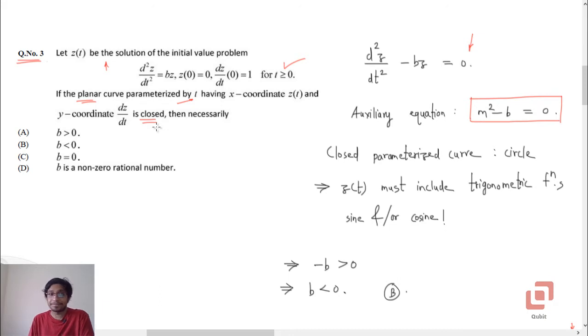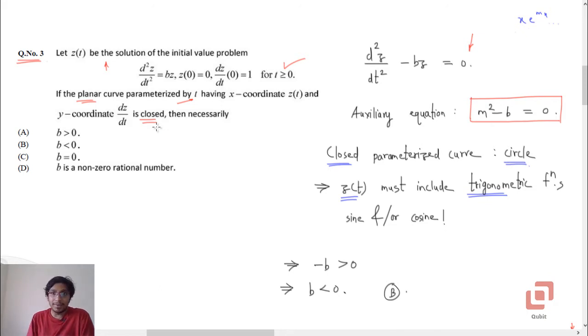Okay, now if it is a closed parameterized curve, the curve that should immediately come to your mind is a circle. Yes. Okay, what does it mean? It means z of t must include trigonometric functions sine and/or cosine. Now this conclusion is important because otherwise what you will get is an exponential function or something like x into e to the power mx and so on. Okay, now these are never capable of producing closed curves if represented as x and y coordinates.